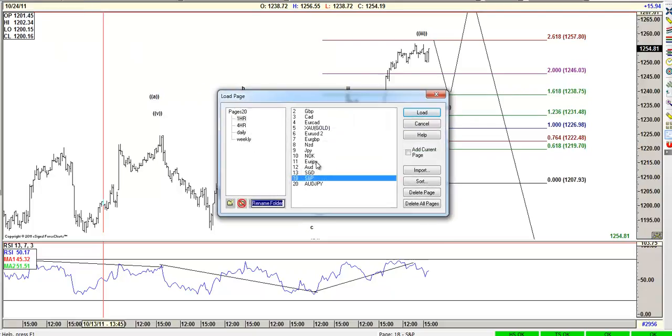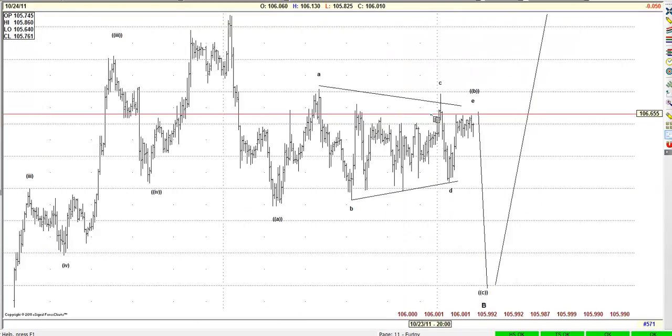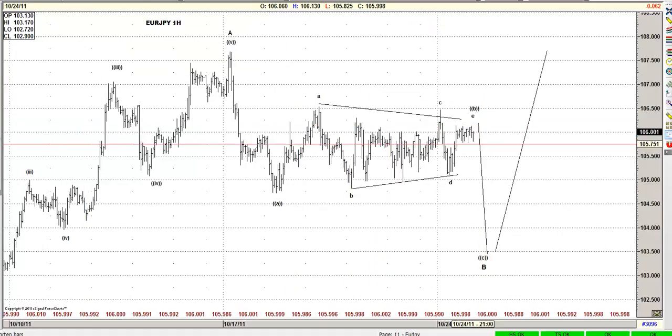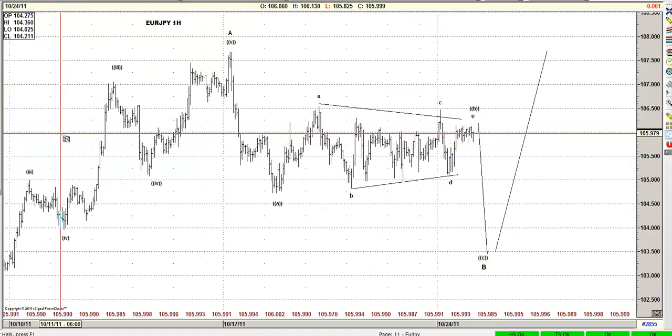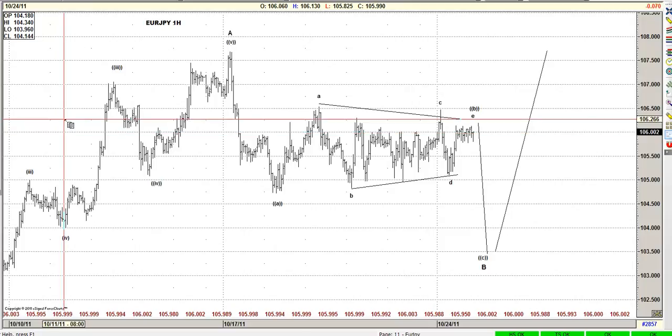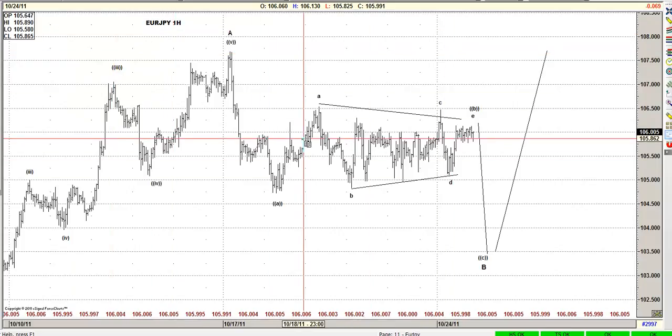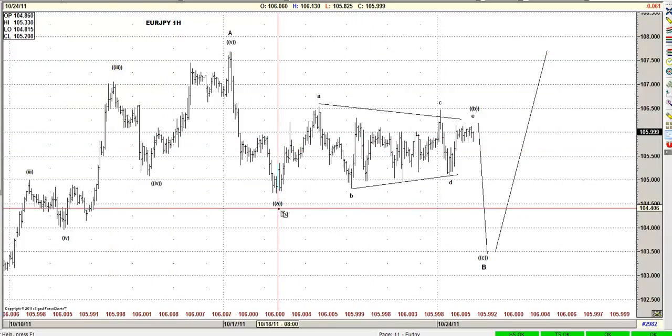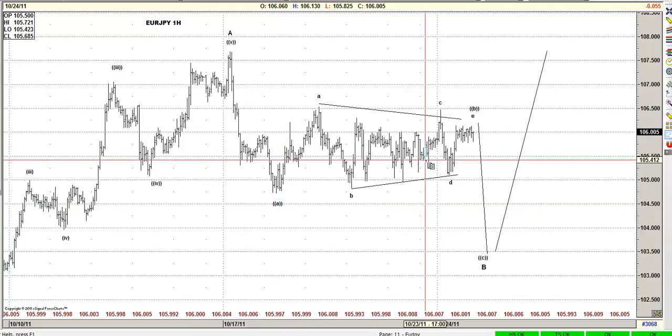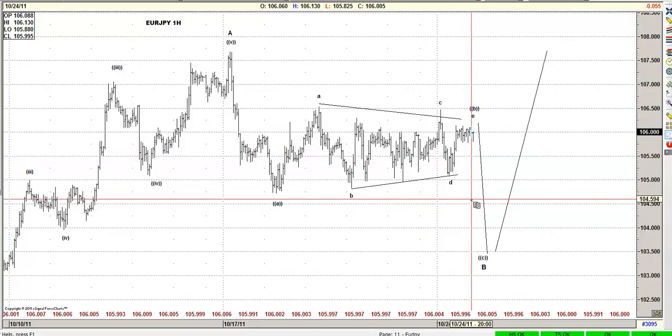Then I want to show you the euro yen. Look, this is the euro yen, like the dollar index is showing, the dollar index is not participating in the whole risk trade. Same with the euro yen. Look, euro going higher, and we have an A wave and a triangle B wave. This is telling me that the euro dollar most likely is about to trade lower.